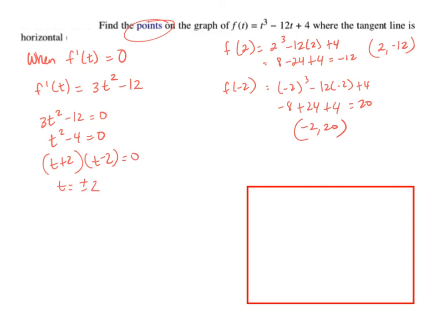So if we were to plug the original function, t cubed minus 12t plus 4, into the graphing calculator and get a picture of it, this is a rough sketch, but here is -2, 20, and here is 2, -12. The turning points, the max and the min. The tangent lines are horizontal there.